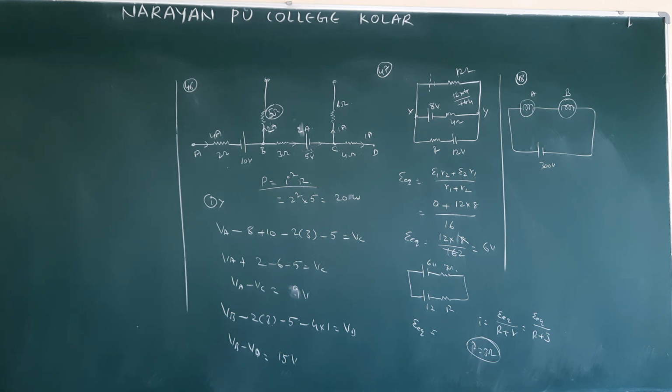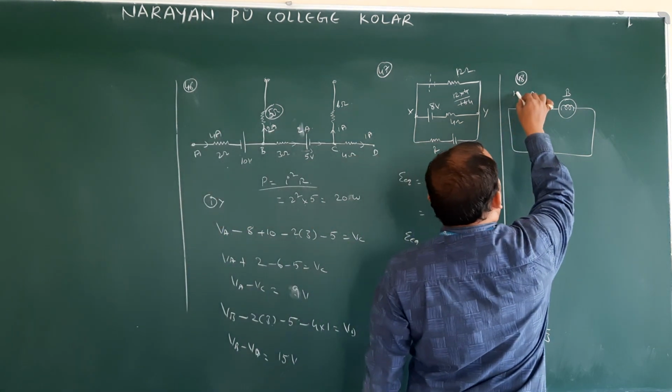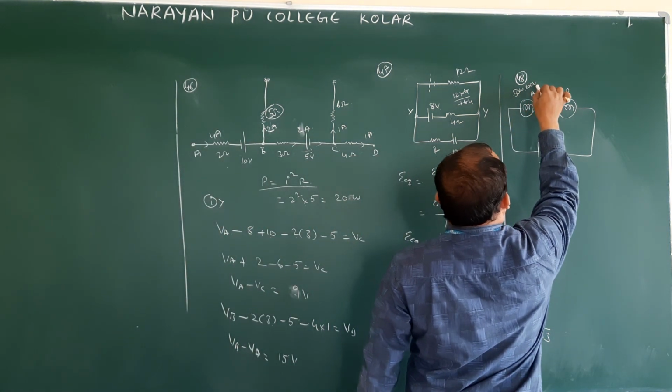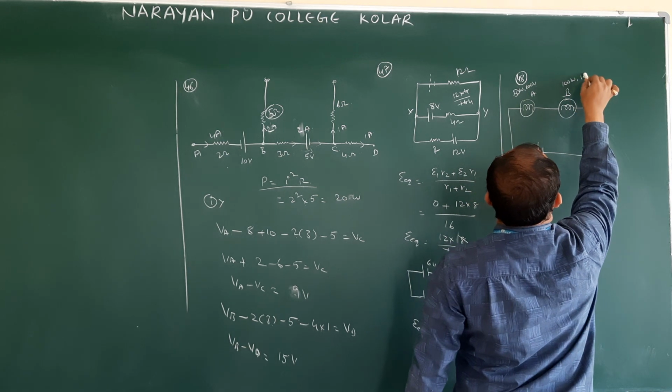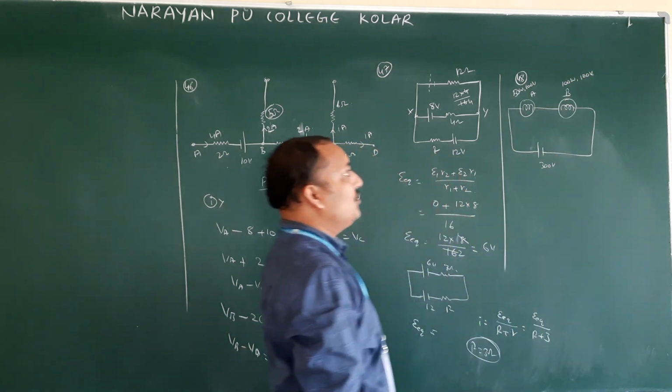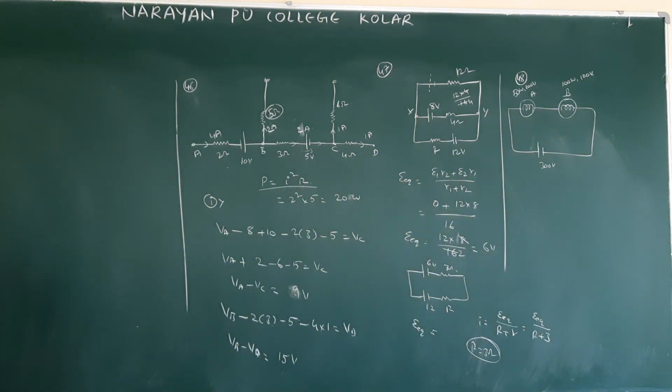Next one, question number 48. So in this, two bulbs are connected. 50 watts, 100 volts and 100 watts, 100 volts. Two bulbs they connected. That is rated 50 watts, 100 volts. Bulb A, bulb B. So then they gave options: bulb A will fuse, bulb B will fuse, both A and B will fuse, none will fuse.